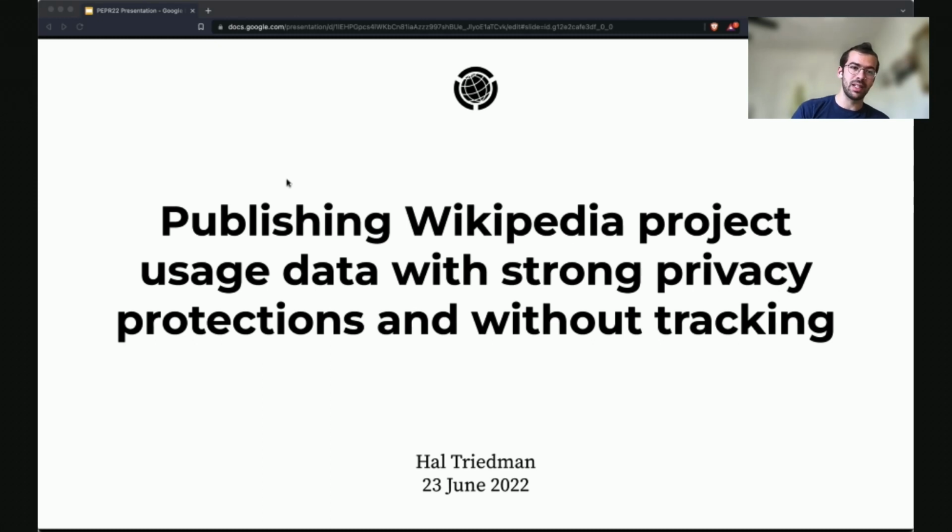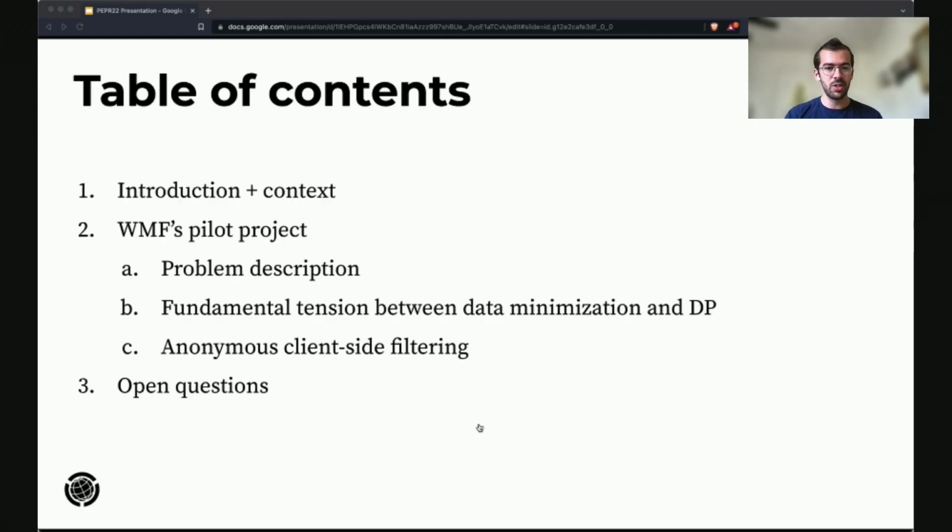Today, I will be delivering a talk about publishing Wikipedia project usage data with strong privacy protections and without tracking. So just a quick overview of what I'm going to be talking about today. First, I'm going to be giving some introduction and context. Then we'll be getting into the meat of the talk, which is about our pilot project, problem description, some discussion of tensions between data minimization and differential privacy, and then a proposed solution that we have, which is anonymous client-side filtering. Finally, we'll be discussing some open questions.